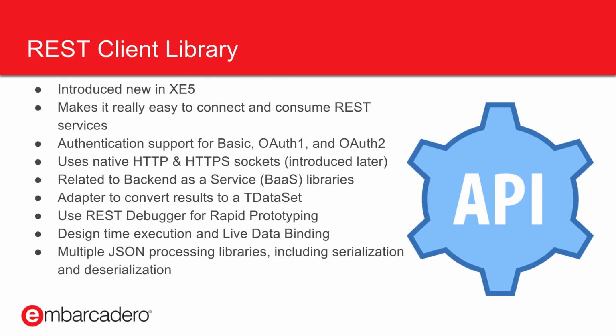Luckily, we have the REST client library. This was introduced in XE5. It makes it really easy to connect to and consume REST services. These are designed to connect to any arbitrary REST service. So you can just point it to the REST service and consume it. We have a REST debugger that makes it really easy to debug these REST services, figure out how to connect to them, how to set it up, and then also rapid prototype that. So once you've figured that out in the REST debugger, you can just go into your application and use it and get going. It includes support for authentication, whether it be basic authentication, OAuth 1 or OAuth 2. It uses native HTTP sockets, so it has the encryption, HTTPS or TLS, built into the platform you're on. There are no additional libraries to deploy.